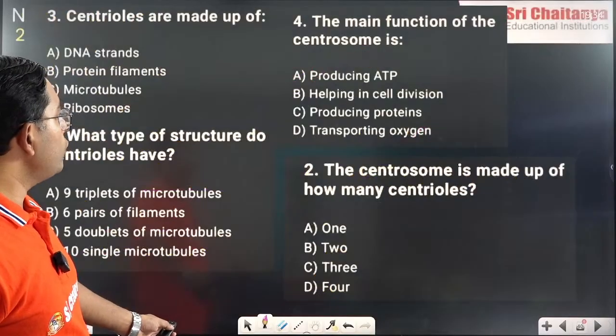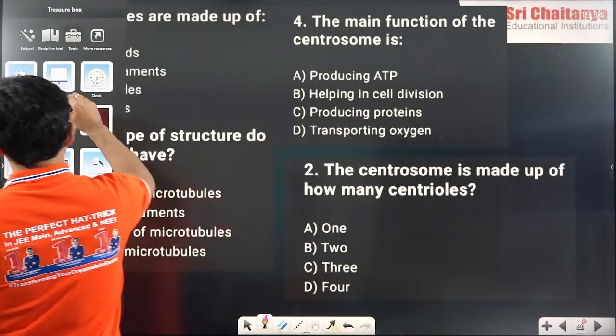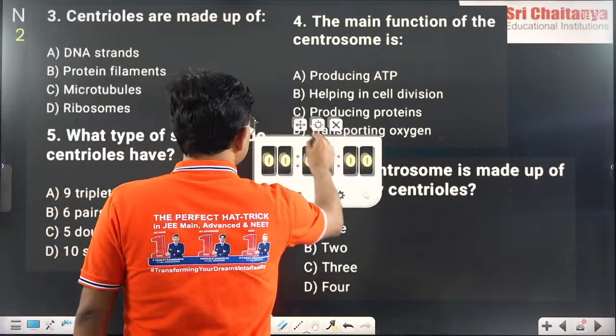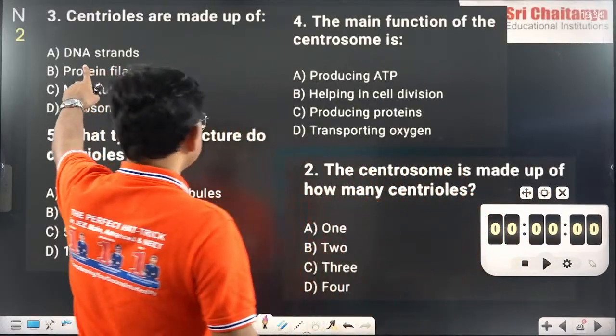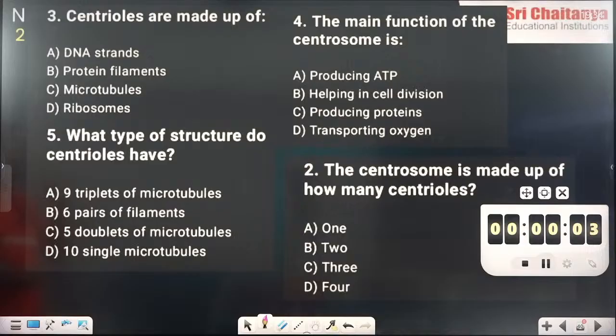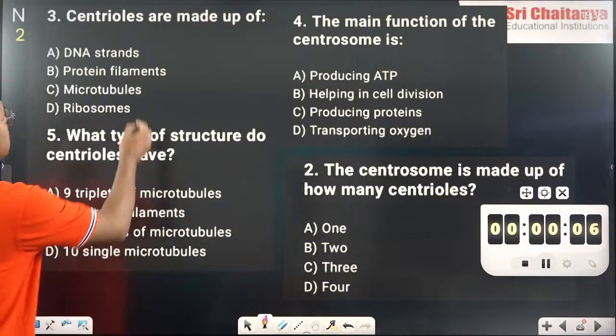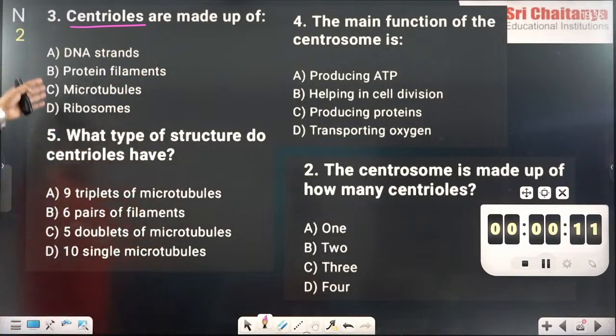Now let's move ahead. So now it is the quiz time. We will put the timer on so that you do it fast. First question, let's complete it within 50 seconds. First question says that centriole are made up of. What is it made up of? Is it made up of DNA? Protein filament? Microtubule? Or ribosomes?